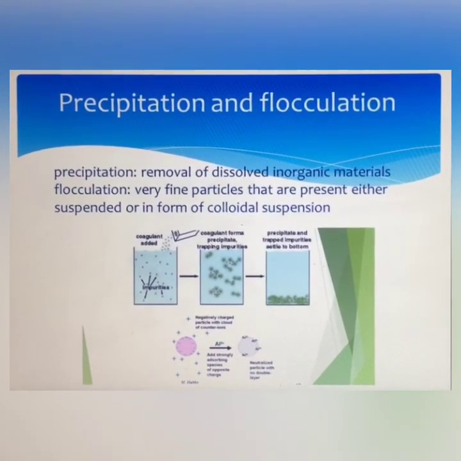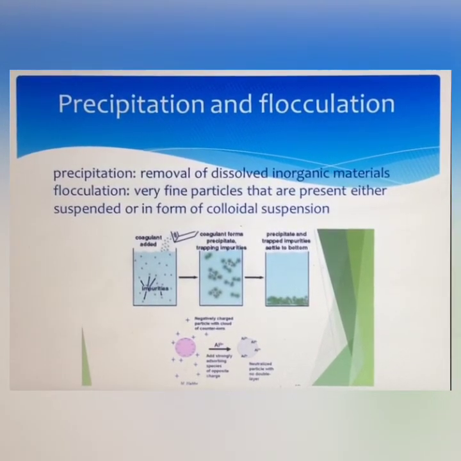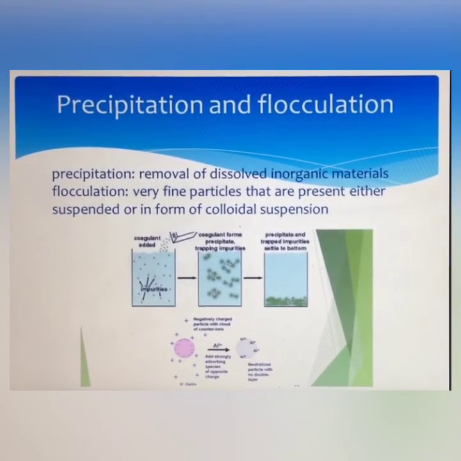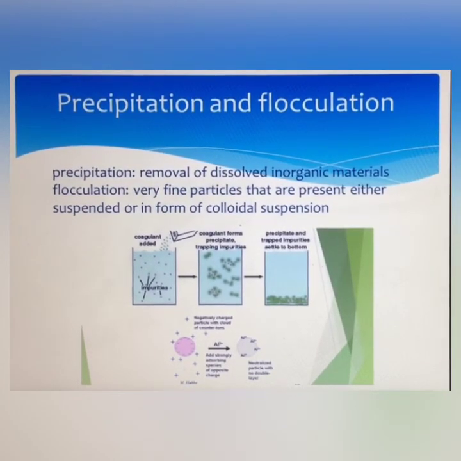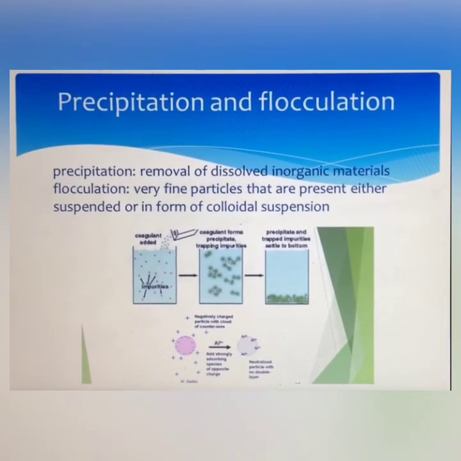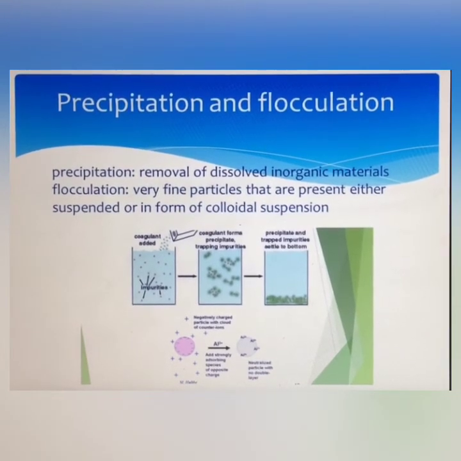Precipitation and flocculation. These two methods are similar and they work hand in hand. The difference is that in precipitation, we remove dissolved inorganic materials, for example, heavy metals, and in flocculation, we remove very fine particles that are present either suspended or in the form of colloidal suspension.